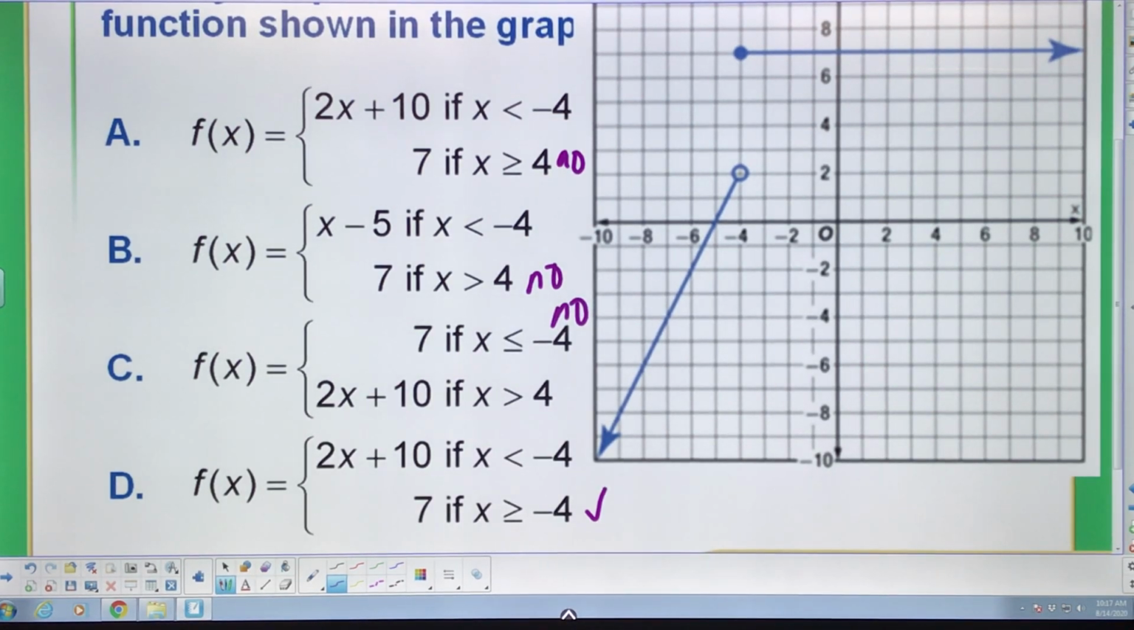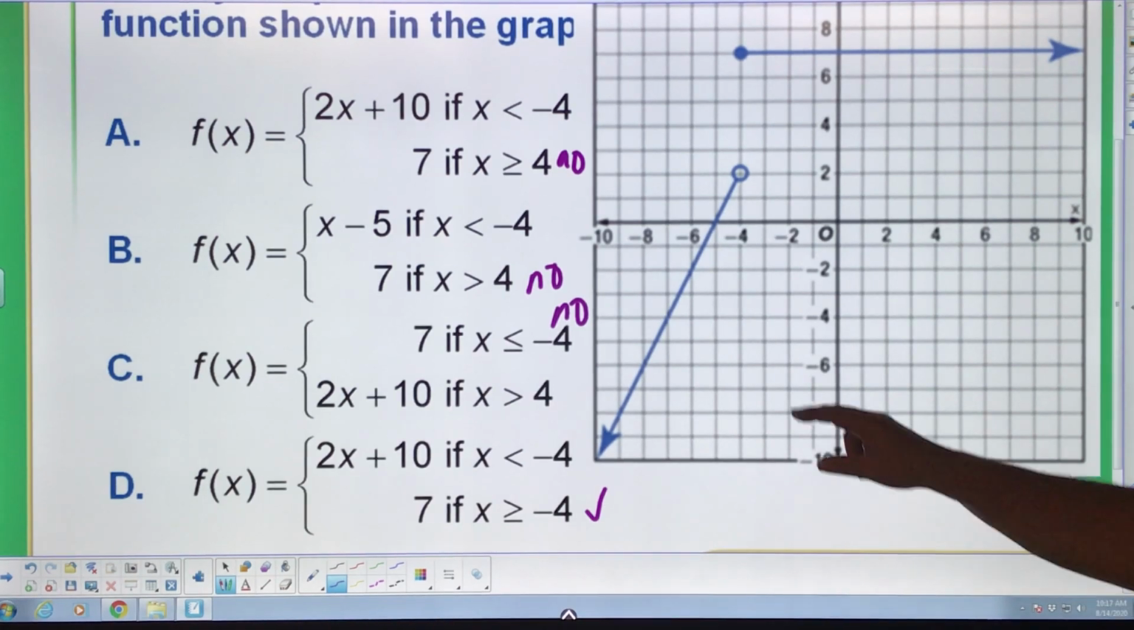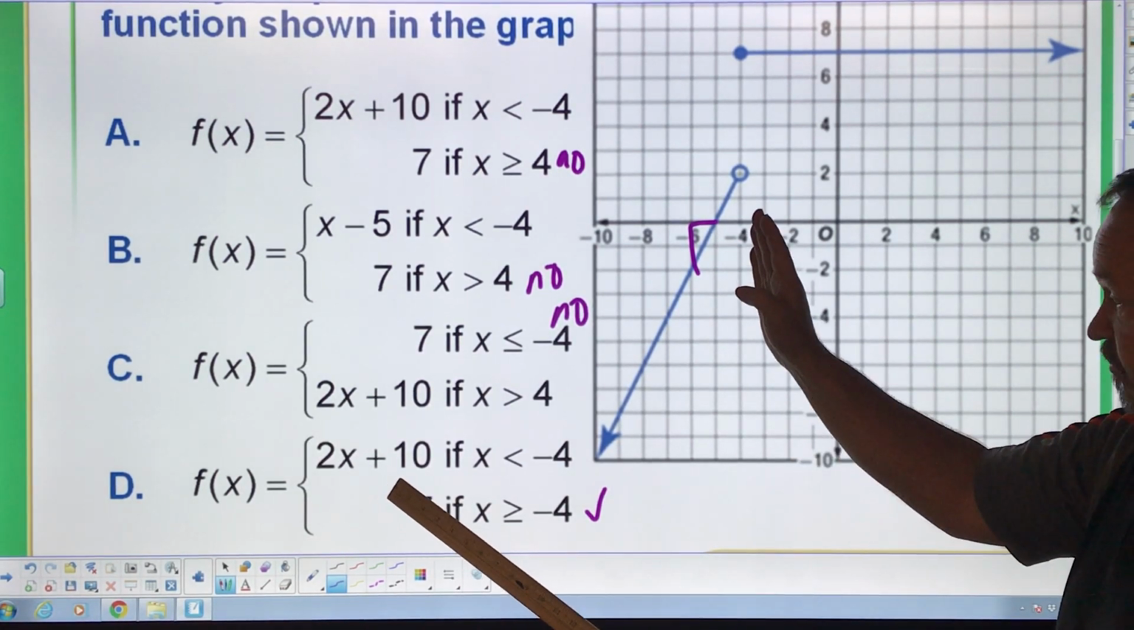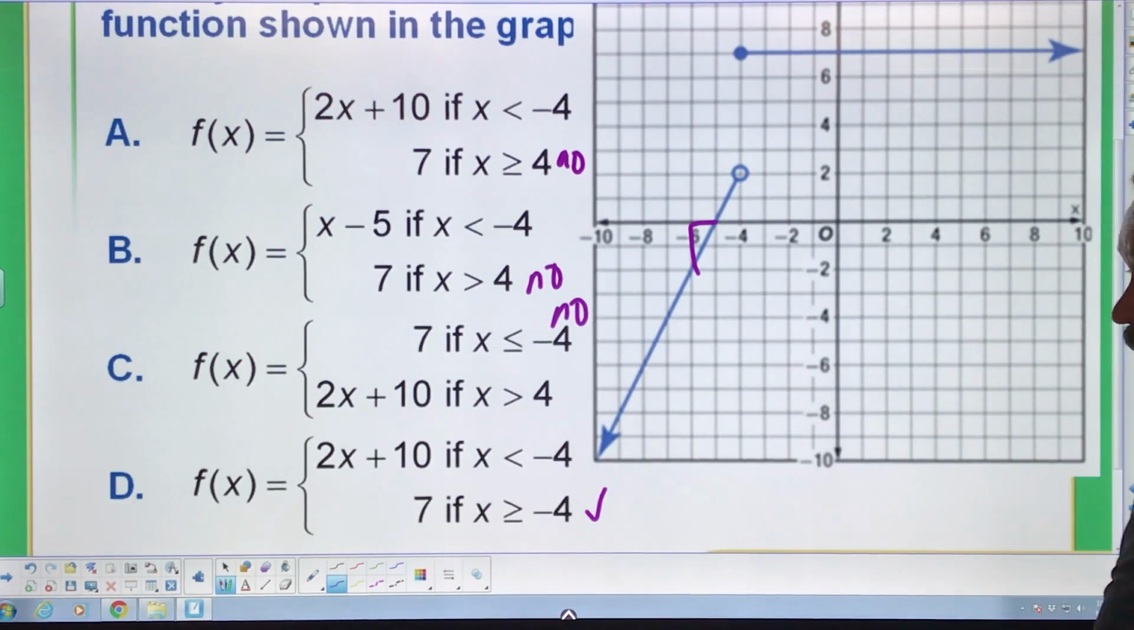It must be the D answer, and I haven't even done the other piece. I could then go do the other piece just to be sure that that works. You know, the slope is 2. You can see that. Starts at -4, doesn't include the -4. Answer is D.